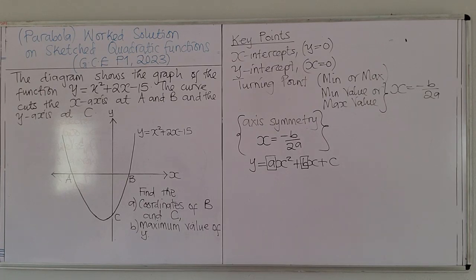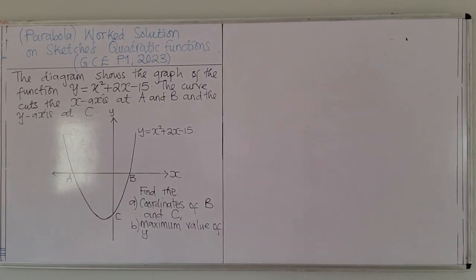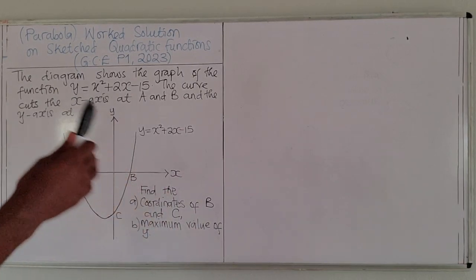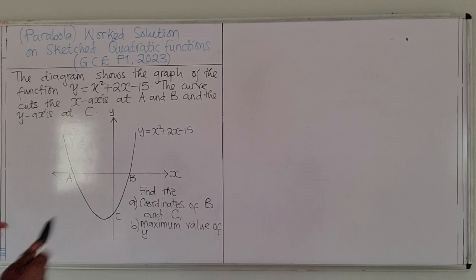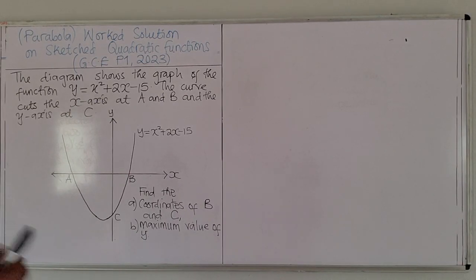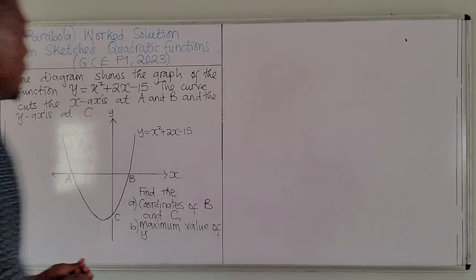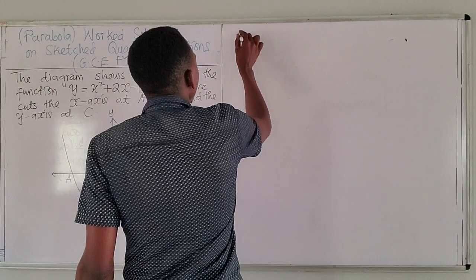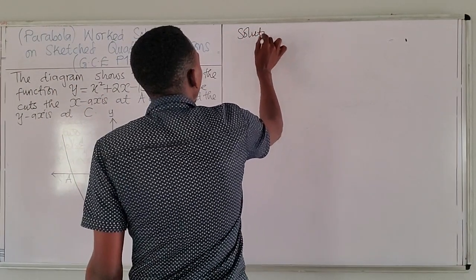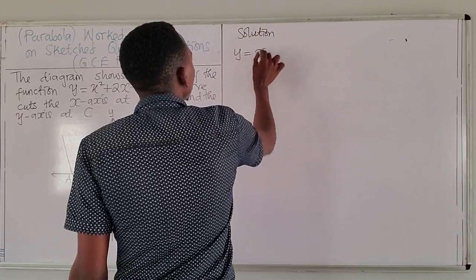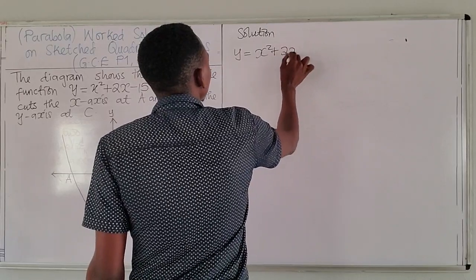So now let us get to the point and work out the question. We have been asked to find the coordinates of B and C. In order for us to find B and C, the first thing we are going to do is find B. Because B is one of the x-intercepts, we are going to set y equal to 0. So let us write down the function: y is equal to x squared plus 2x minus 15.